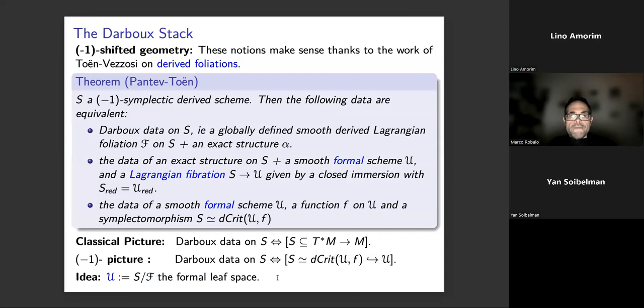Okay, so on the function you recovered from the difference between the exact structure and the isotropic structure. But I don't think this is very important. This is just three different ways to describe what this Darboux stack classifies. If you just think of the Darboux stack as locally classifying identifications of your scheme with the critical locus of something.